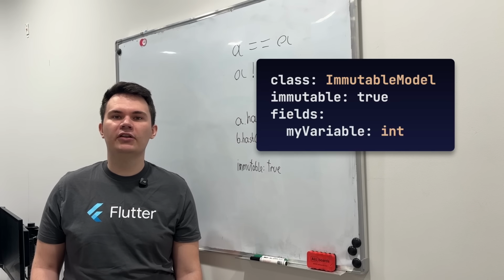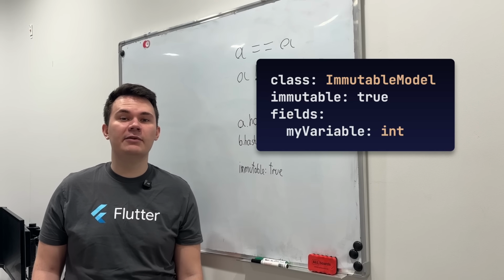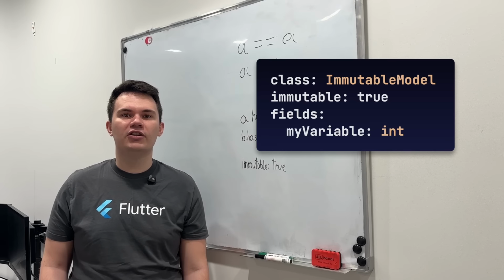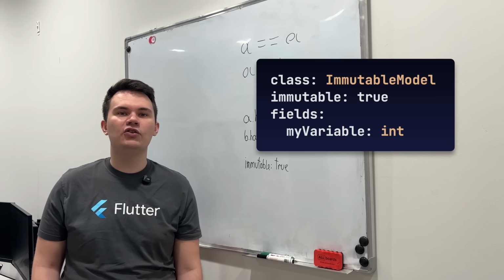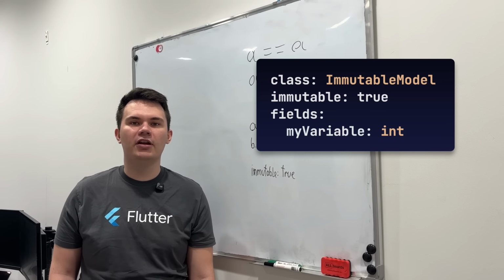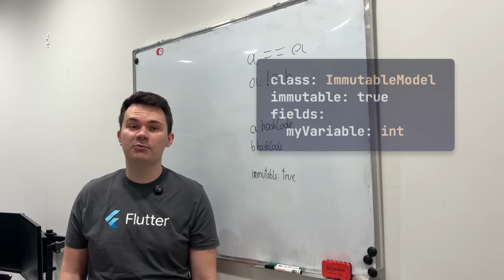With this new functionality, you can check if two objects have the same values, use hashcode property, and make sure that the object will never change. Just put immutable true in your model's YAML file. This feature will be a part of Serverpod 3, a huge update to our favorite framework.